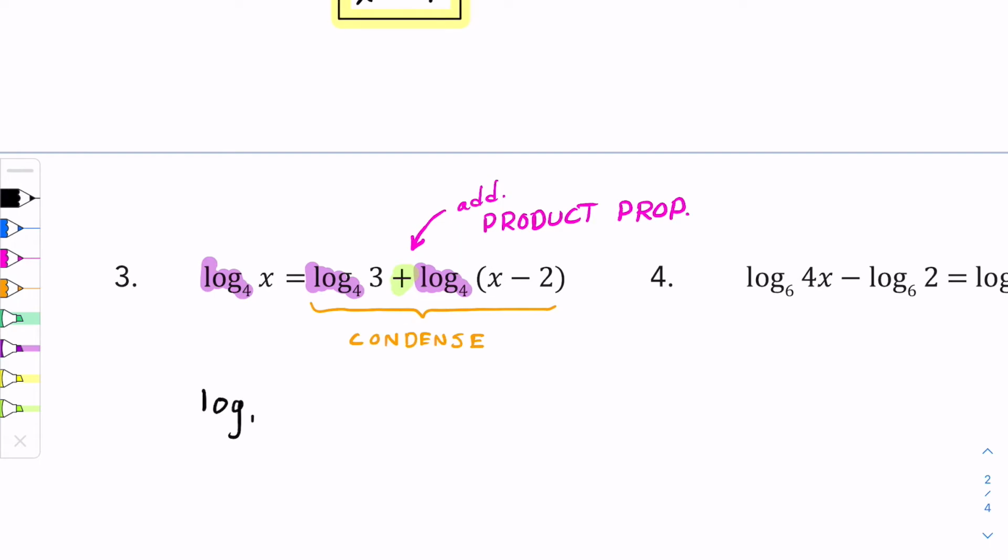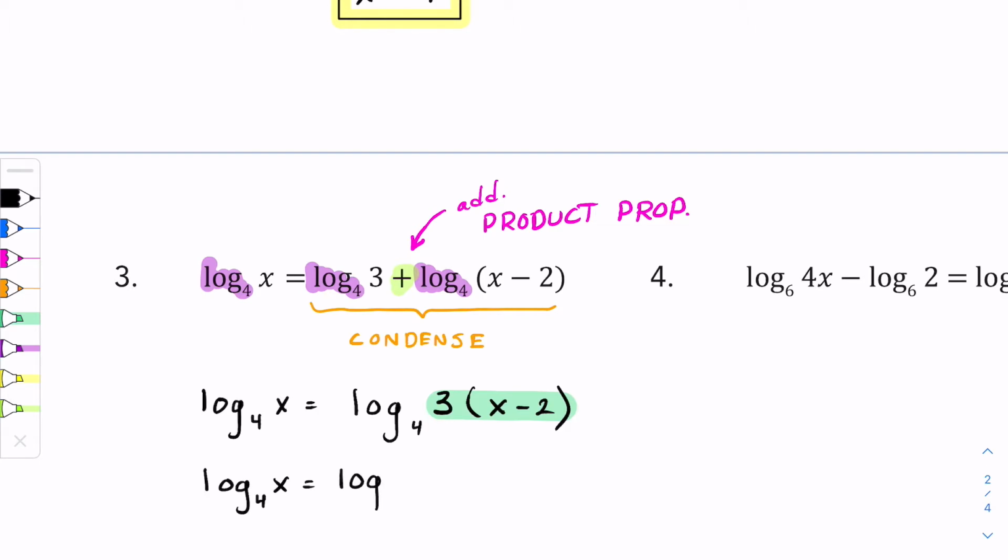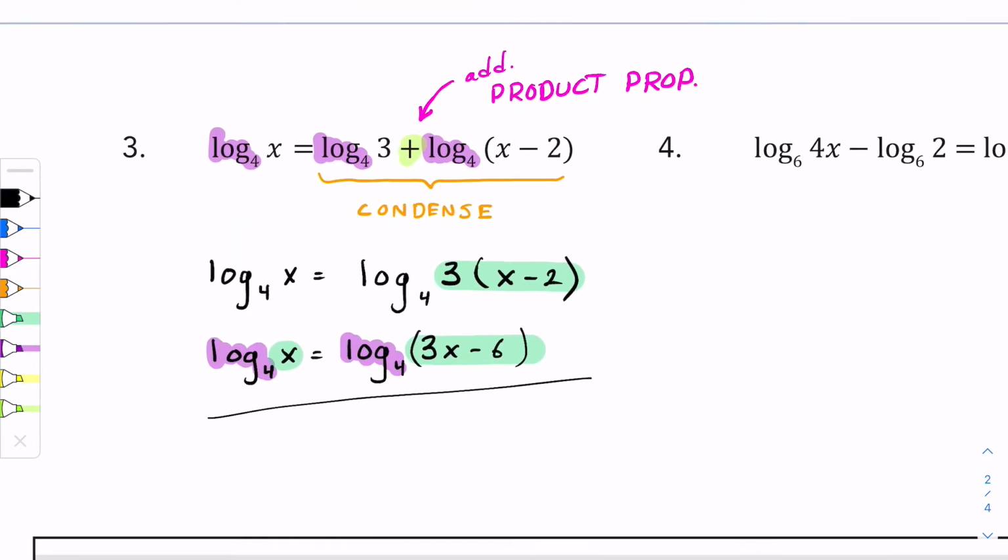Log base 4 of x is equal to log base 4. I need to multiply these arguments, 3 times x minus 2. I still have to multiply that expression together. So I have log base 4 of x is equal to log base 4 of 3x minus 6. At this point, we have the same log and base, which is log base 4 on each side. So we can set x equal to 3x minus 6.